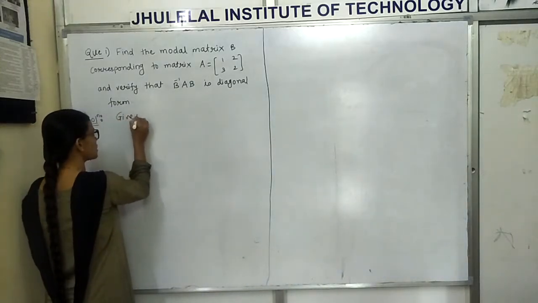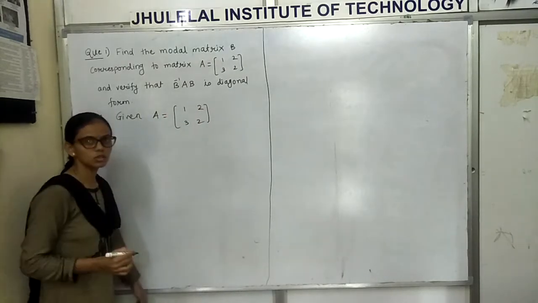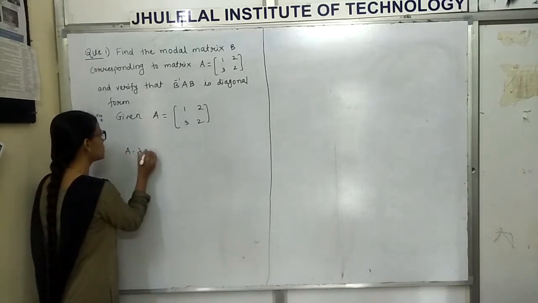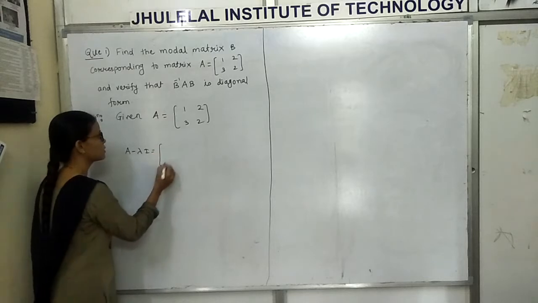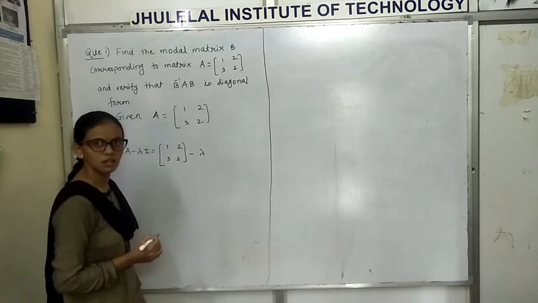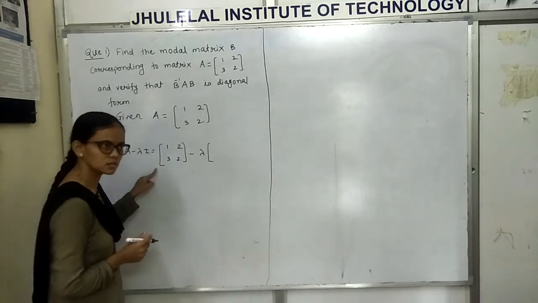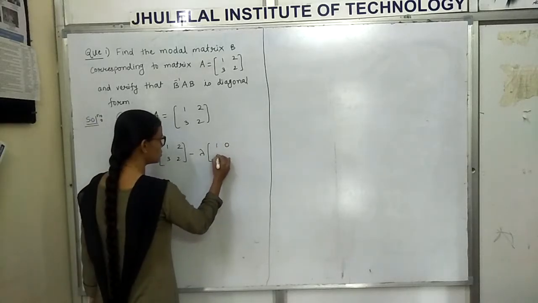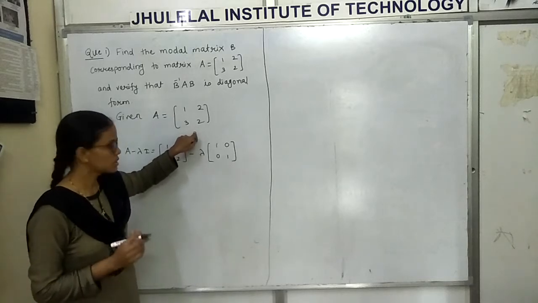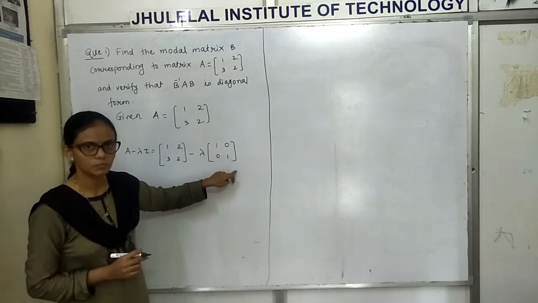In this case, the given matrix is A equal to 1, 2, 3, 2. To calculate A minus lambda I, the given matrix is A, lambda is the unknown scalar and capital I is the identity matrix. It can be taken as per the given matrix. The given matrix is of order 2 by 2, that's why I have taken I as the 2 by 2 identity matrix 1, 0, 0, 1.